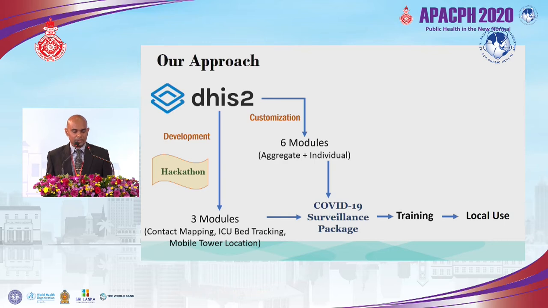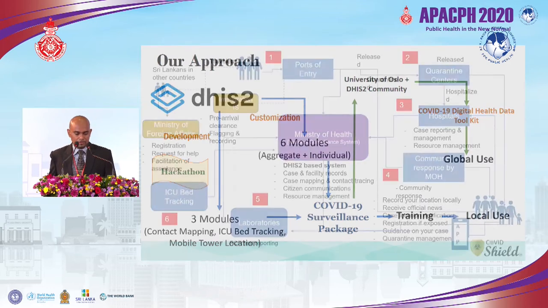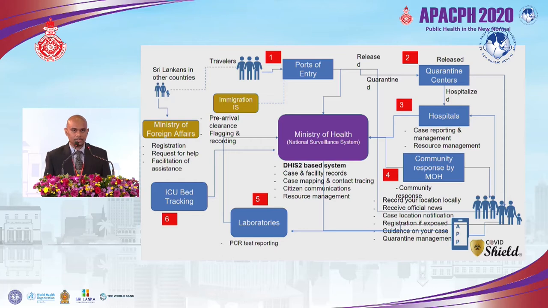Being a free and open source platform, the DHIS2 has a large community. So we shared our experience in developing this system in early months, in January and February, in the DHIS2 community. And the community, with the involvement of University of Oslo, was able to design a DHIS2-based generic COVID-19 digital health toolkit, which was then adopted by more than 50 countries as of this point. So this is how the small work that we started off in Sri Lanka went up to a global scale for COVID-19 surveillance. So let me briefly introduce to you the modules that are already there in the system.